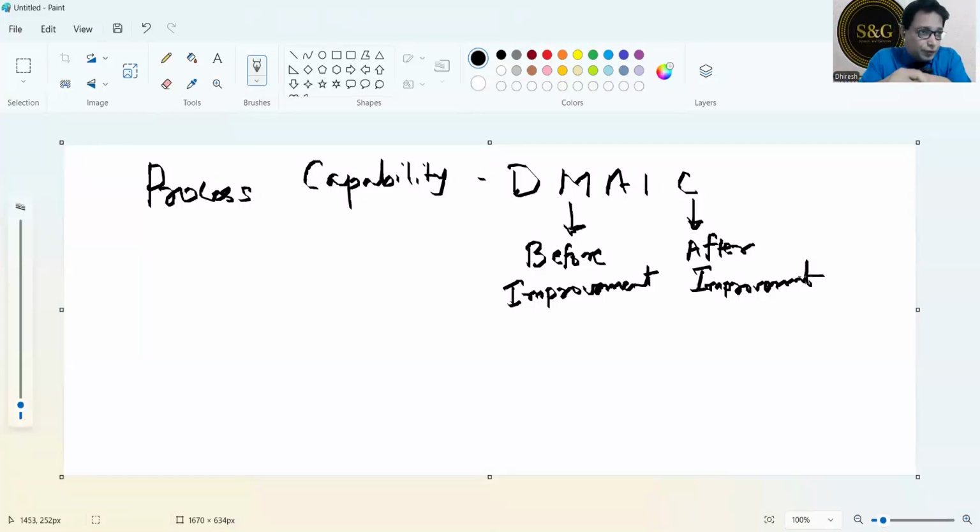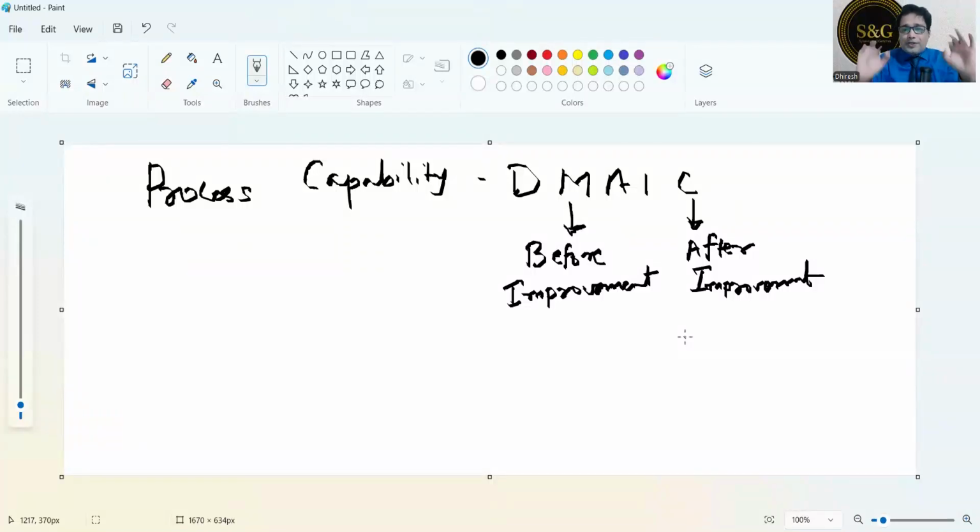And why do we do that? First of all, why do we do that? The very simple reason is comparing whether you have improved your process or not. Let's say you are at a 3 sigma process before the project starts. After improvement, if you have reached 4 sigma or 4.5 sigma, there has to be some improvement in that number, and that is process capability. Yes, Cp, Cpk, all those things are the same thing, which we are going to discuss today.